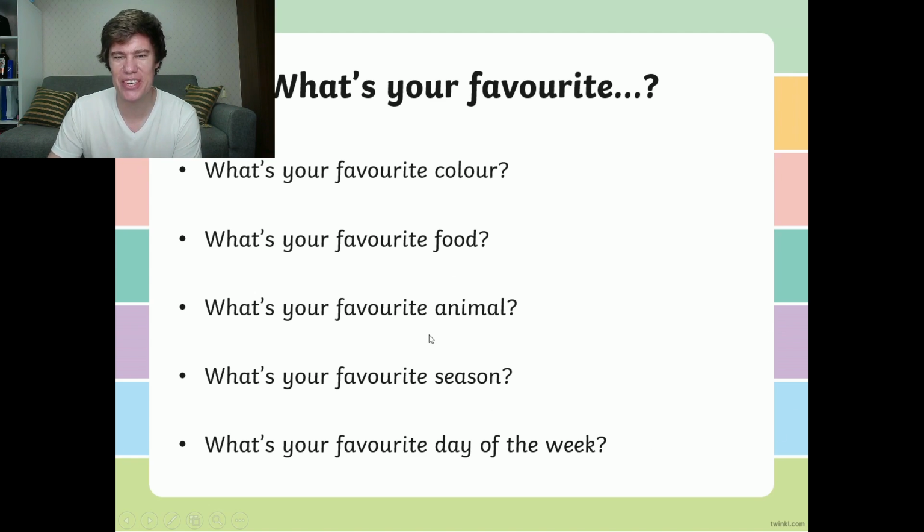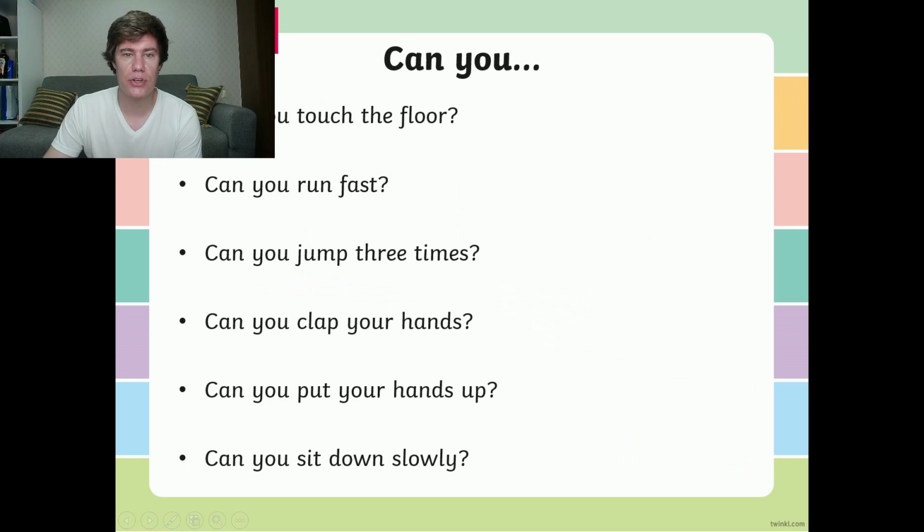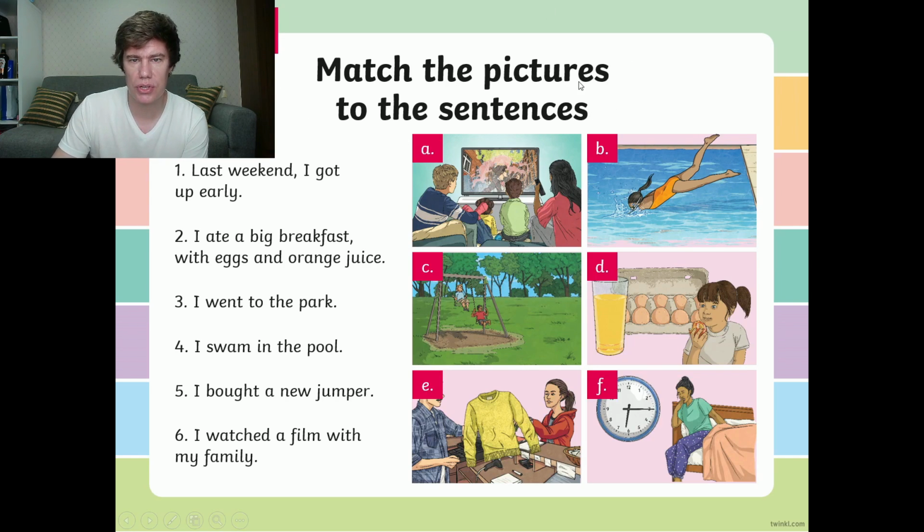What's your favorite food, animal, season, day of the week? Now we're moving into A2. True or false, the woman is playing football. They are cooking. Can you touch the floor, run fast, jump 3 times? Match the pictures to the sentences.